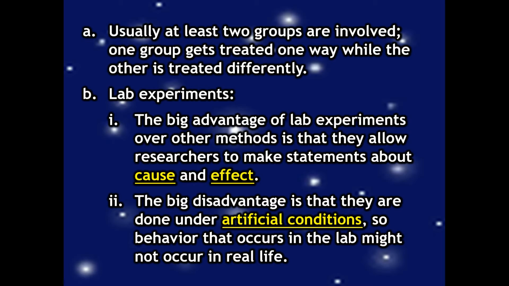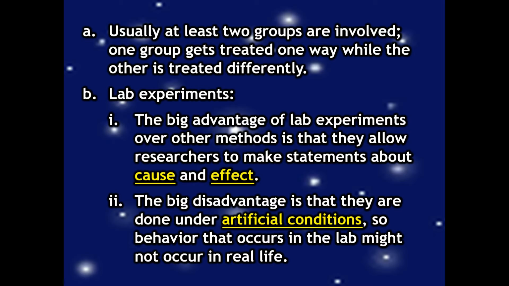So, as far as lab experiments go, the big advantage here is that they allow researchers to make statements about cause and effect. When an action or a circumstance is placed on a group or an individual, they can monitor what the reaction is, what the effect is of that action. And it's a controlled environment, so they can make an apples-to-apples comparison between different people and different groups.